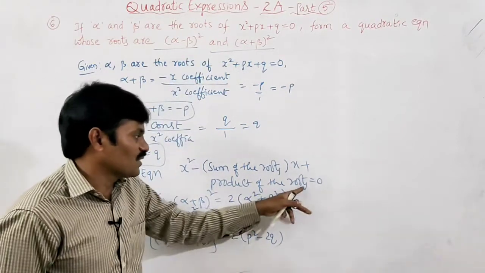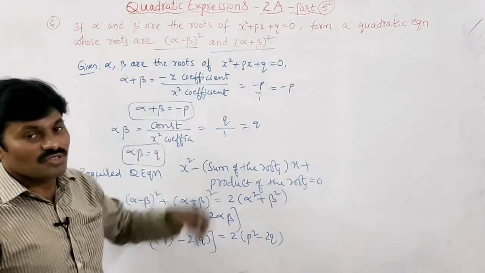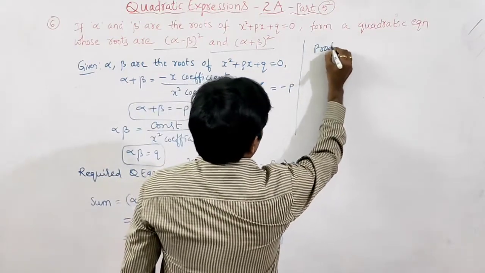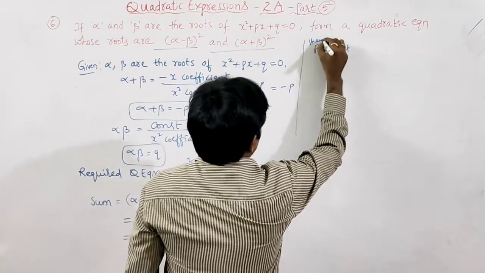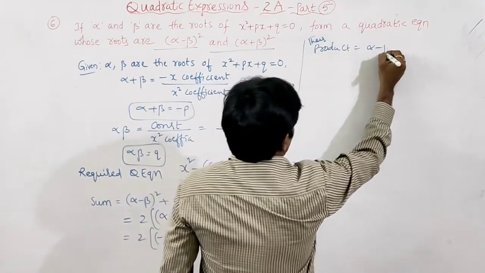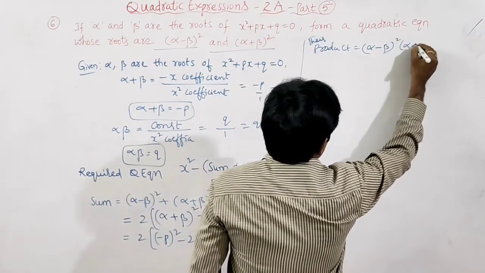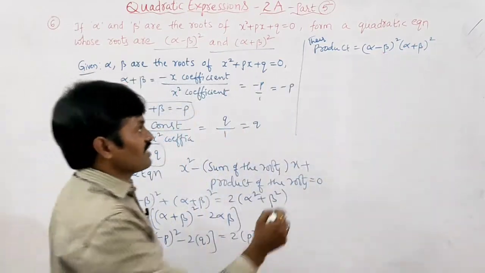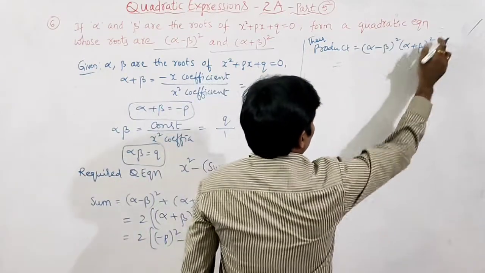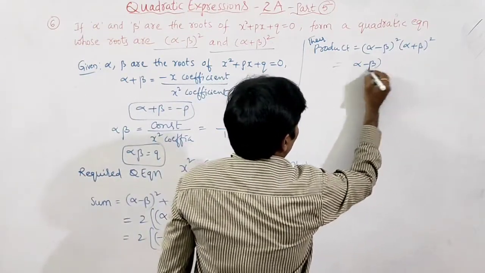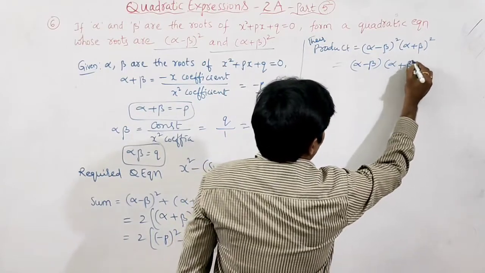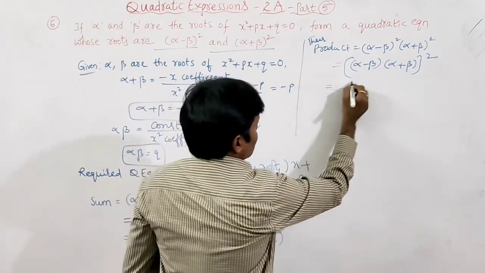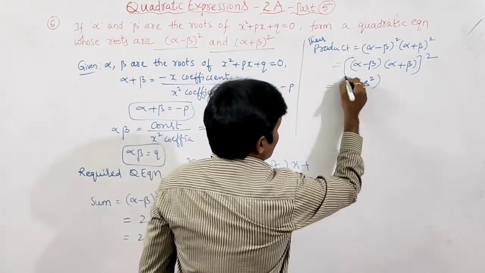Is it sufficient? No, we have to find the product of the roots also. That means the product of these two roots we have to find. So their product is equal to alpha minus beta whole square into alpha plus beta whole square. This can be written in the a power m into b power m form, so a into b whole to the power of m. Alpha minus beta into alpha plus beta whole to the power of 2. This can be written as alpha square minus beta square whole square.